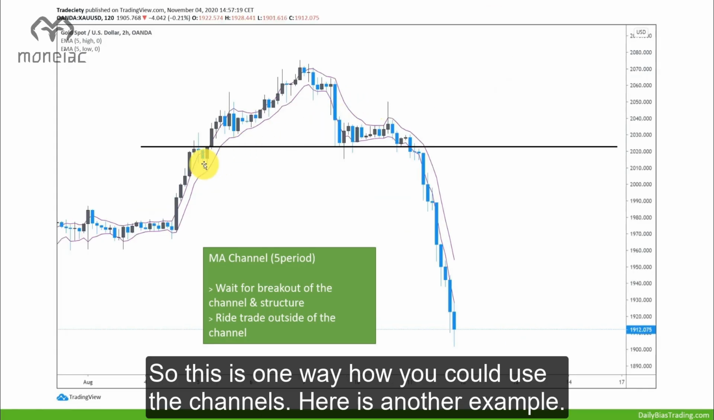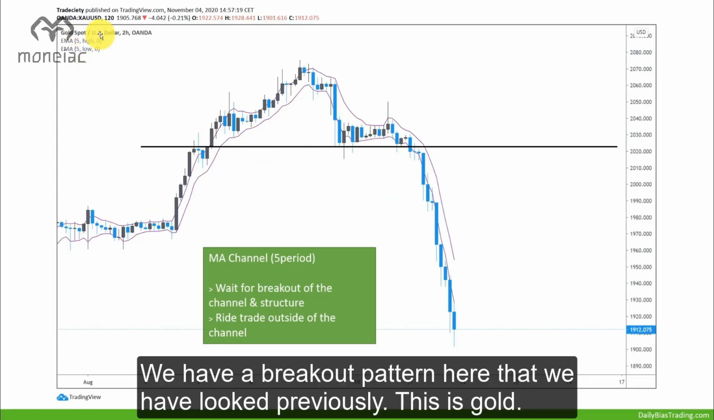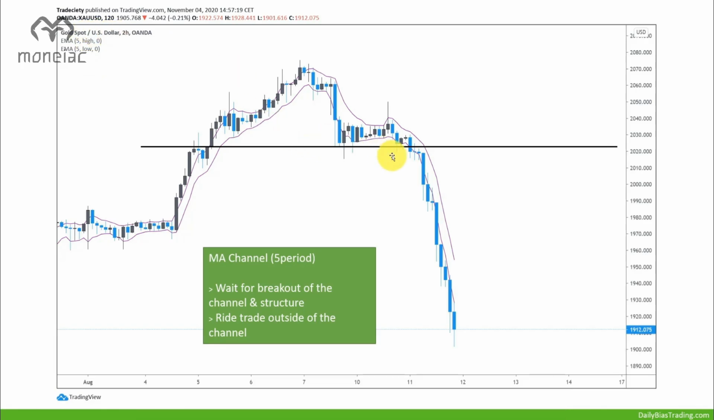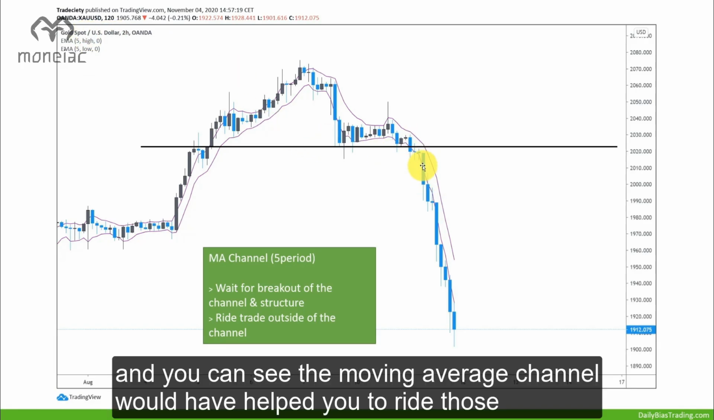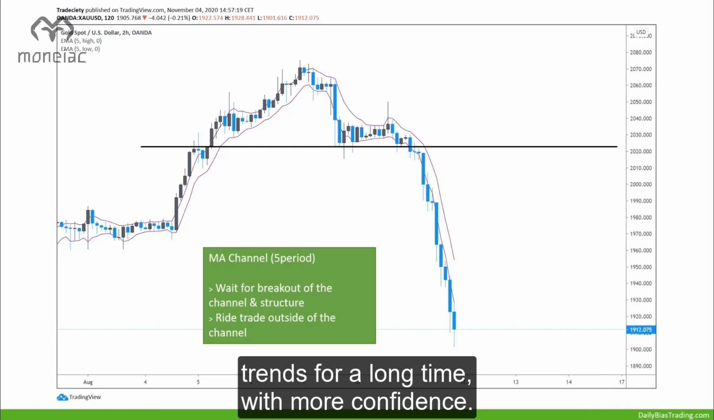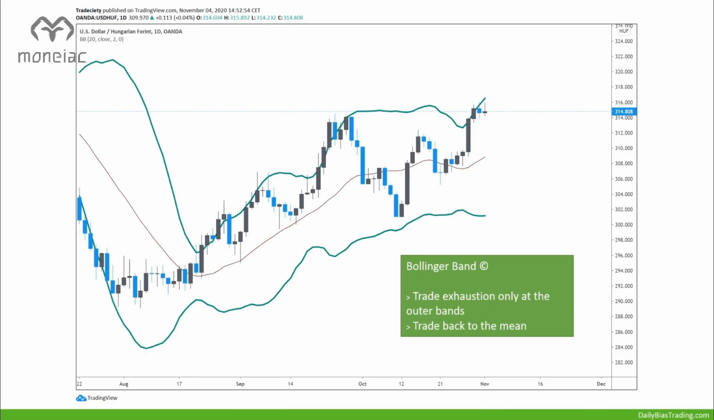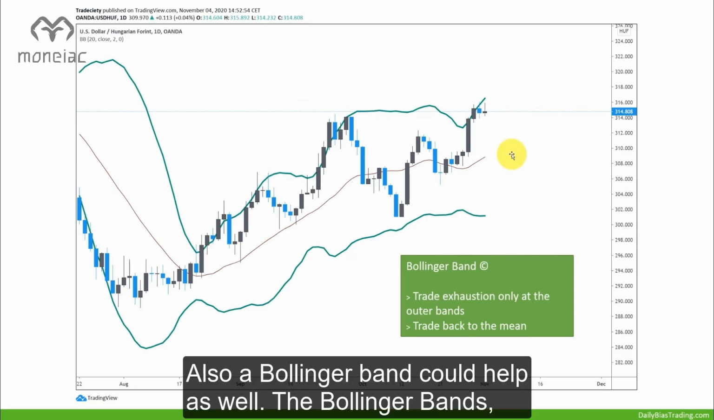Here's another example. We have a breakout pattern here that we have looked at previously. This is gold. In the last video, you can see this is our entry or potential entry. And you can see the moving average channel would have helped you to ride those trends for a long time with more confidence. Also, a Bollinger Band could help as well.